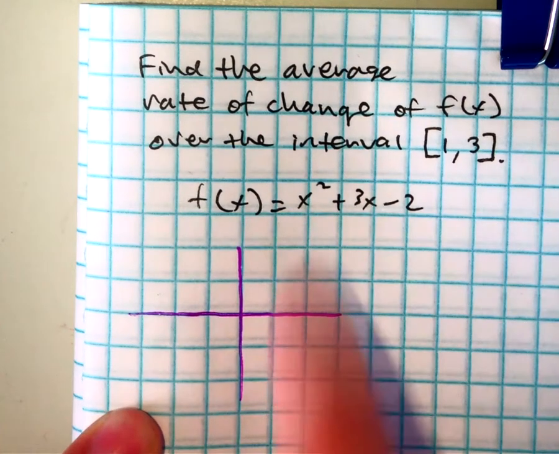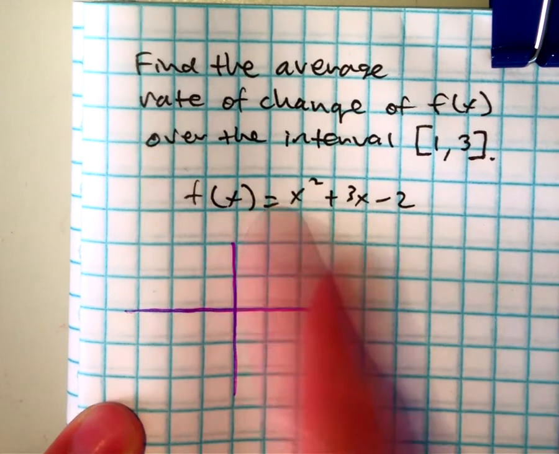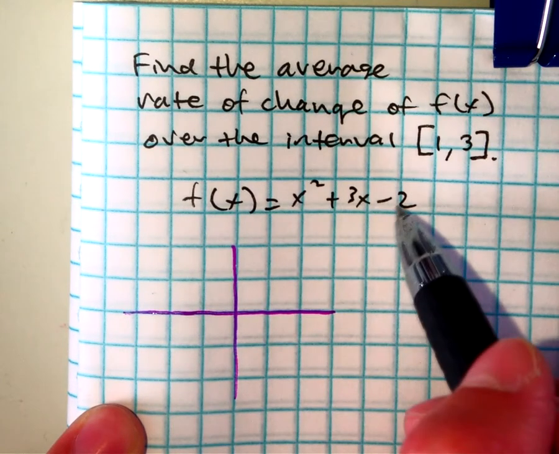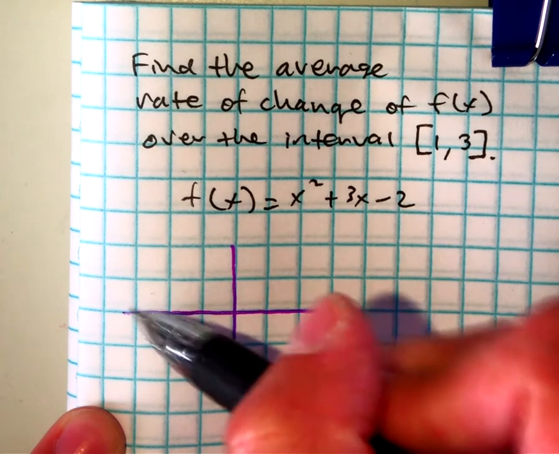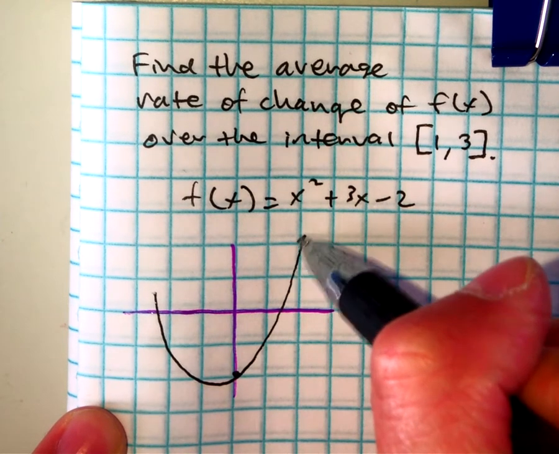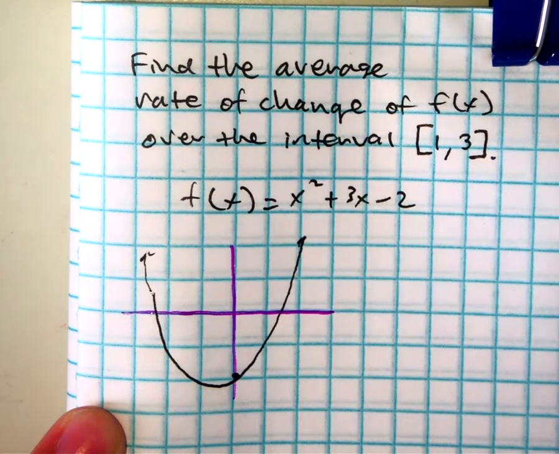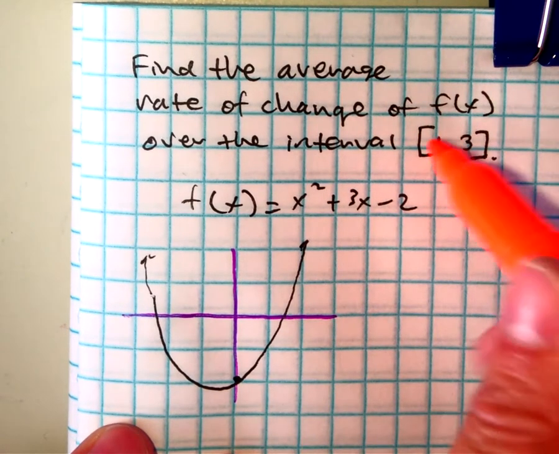If you made a quick sketch, this is a quadratic, so it's going to be a parabola. A value is positive, so it's opening up, and you have a y-intercept of negative 2. So your graph might look something like this. In this problem, though, your interval is between 1 and 3.